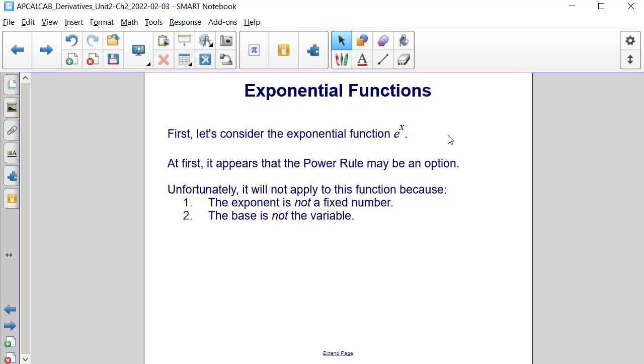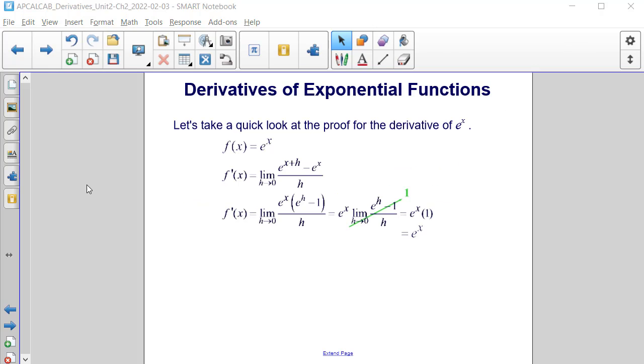First, let's consider the exponential function e to the x. At first, it appears that the power rule may be an option. Unfortunately, it will not apply to this function because the exponent is not a fixed number. Instead, it's a variable. And the base is also not a variable. It's a constant value of approximately 2.718. Let's take a quick look at the proof for the derivative of e to the x.